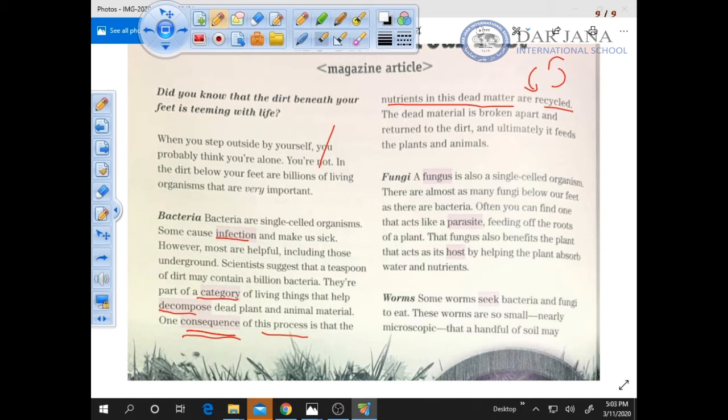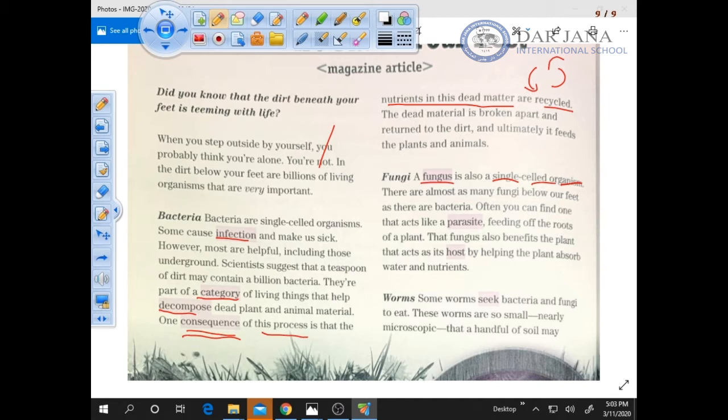The dead material is broken apart and returned to the dirt, and ultimately it feeds the plants and animals. Good. Now let's move on. Fungi. A fungus is also a single-cell organism. Here it says fungus, single-cell organism. So, based on these, fungus is being explained by single-cell organism.